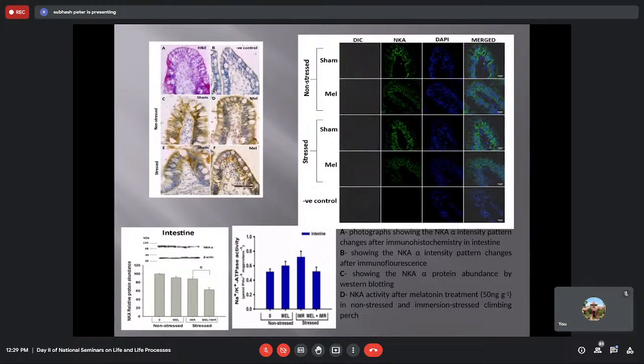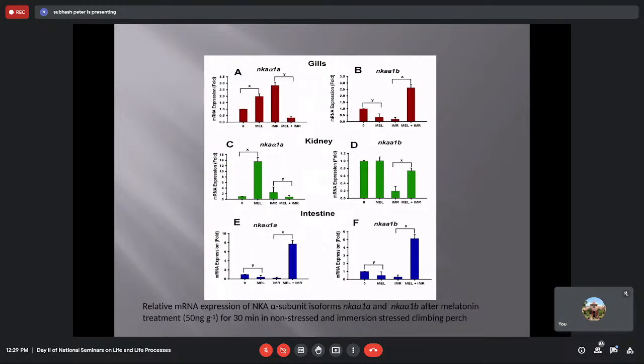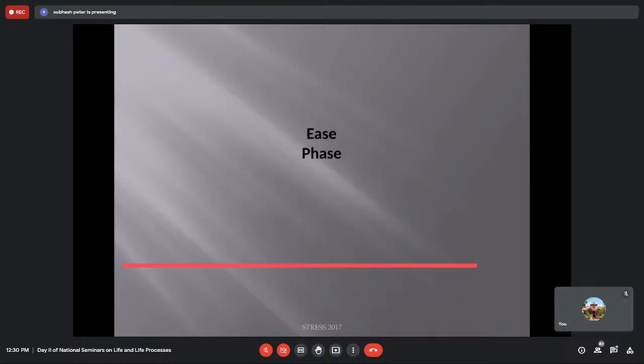And in the intestine, there is not much difference because melatonin is synthesized more there in the intestine. And when we looked at the transcript abundance in the different regions, we also see that there is a differential response. Alpha 1B is really active here and here, but it is very low in the gill and kidney, and in the intestine it is in the opposite direction. So the differential regulation is also being taken together.